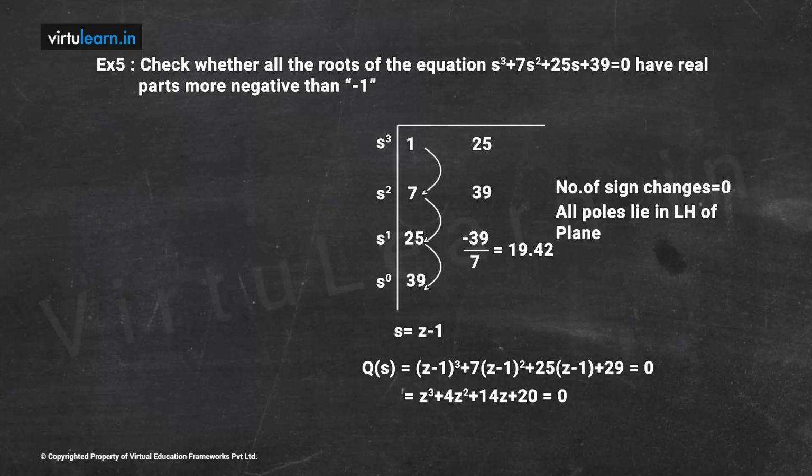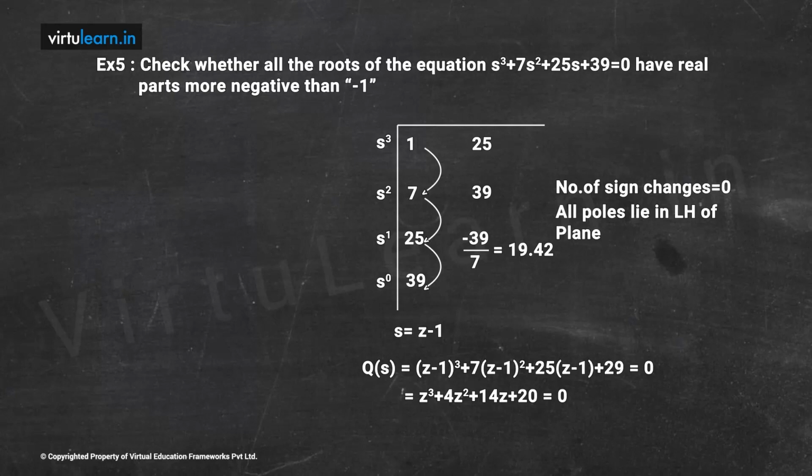The next case, we substitute s equal to z minus 1. Wherever s is there we replace it with z minus 1, therefore it gives us z minus 1 whole cube plus 7 into z minus 1 whole square plus 25 into z minus 1 plus 39 equal to 0. Then if you simplify, you will get the new characteristic equation in terms of z, that is z cube plus 4z square plus 14z plus 20 equal to 0.